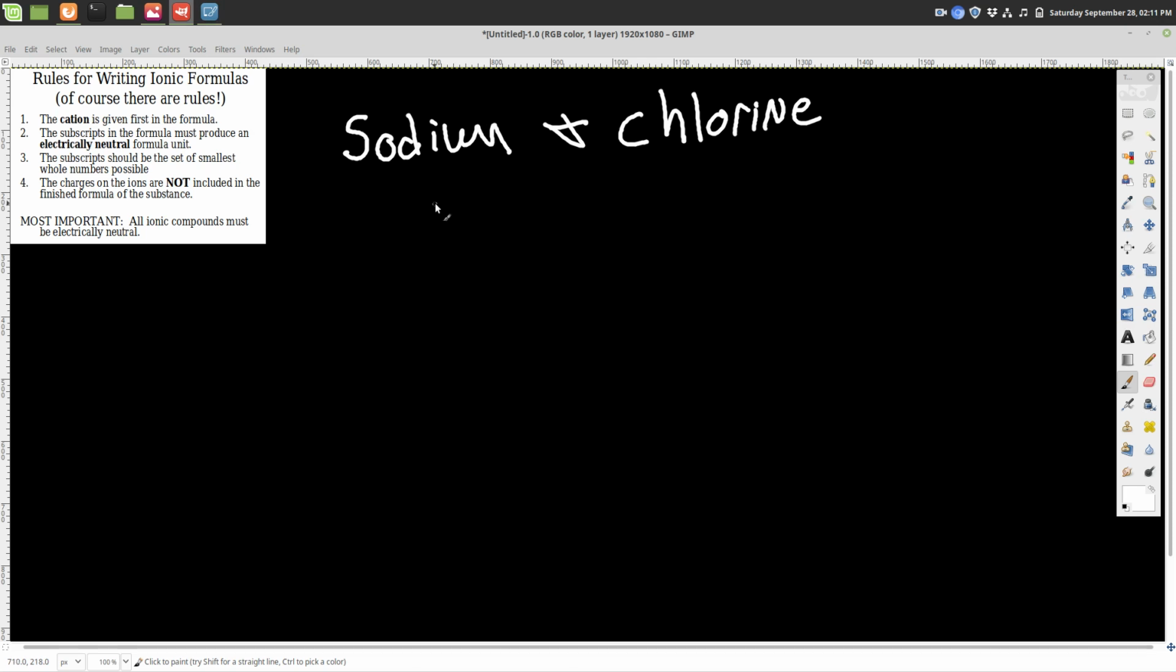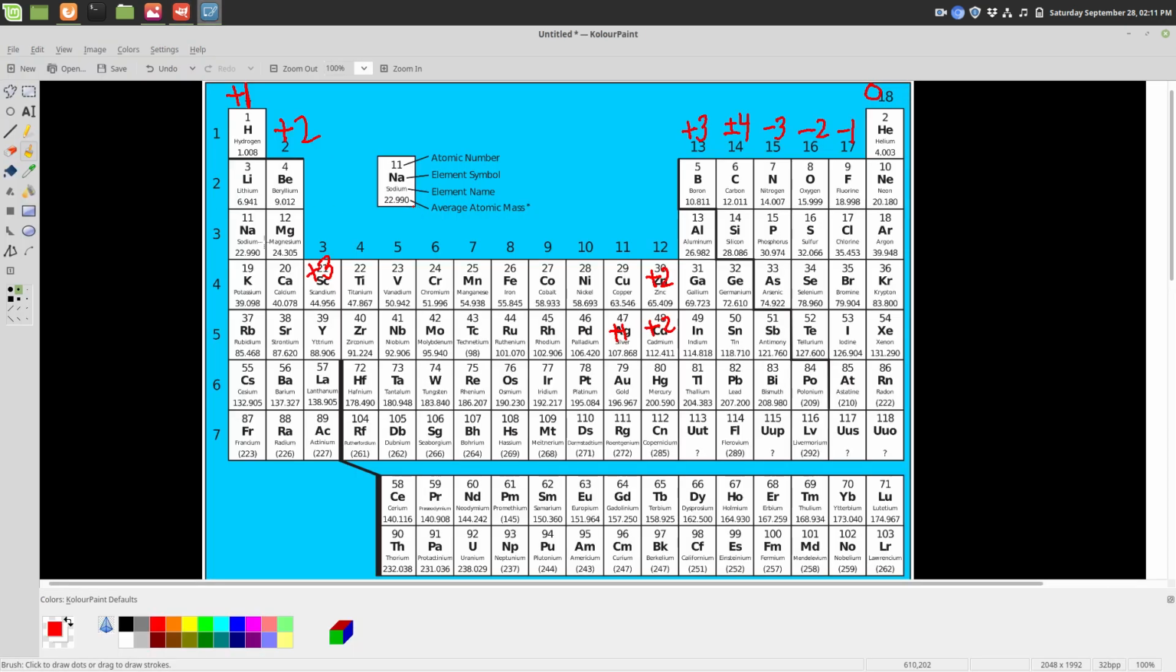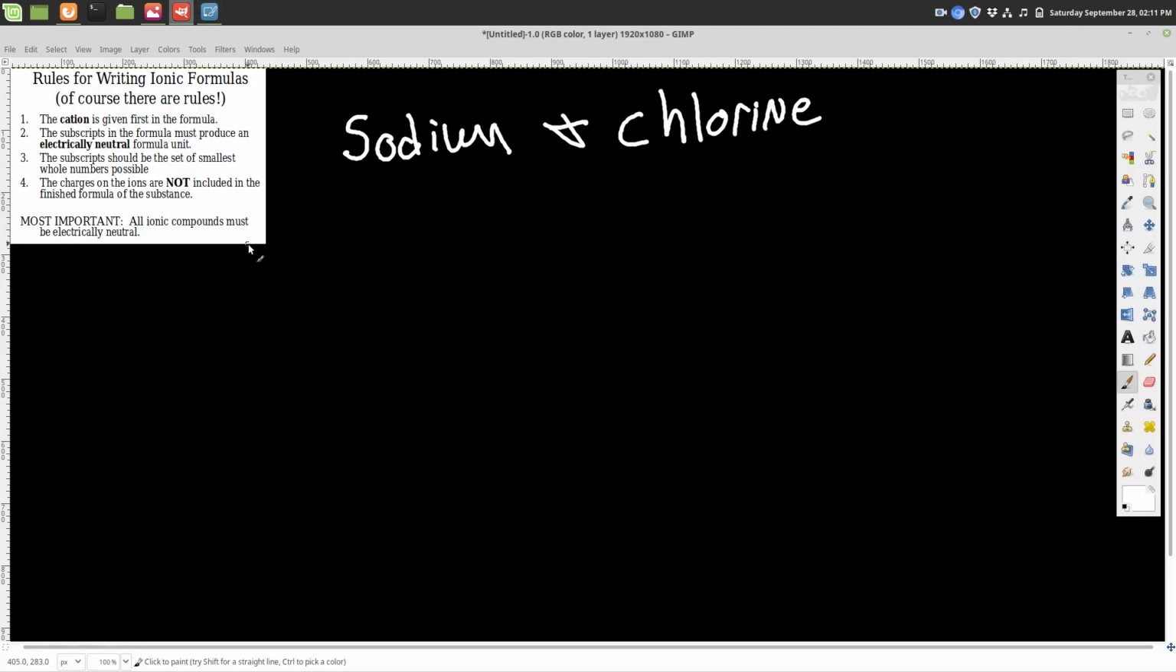Okay, so we need the sodium ion. Well, sodium, if you look, is right here. It's in column number 1. Its charge is going to be a +1. So the way that you would write the sodium ion would be Na with a +1 charge. That's it. That's how you write the sodium ion.